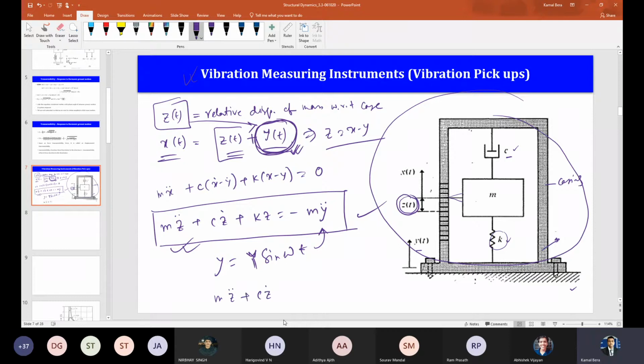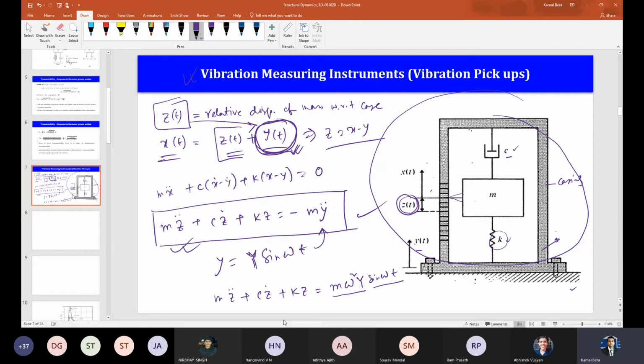m z double dot plus c z dot plus k into z. So it will be a double derivative, right? So sine will be cos, it will be again sine, but there will be a minus, so it becomes plus, and omega will become omega square. So m omega square capital Y sine omega t, right? So it is again in the same format. If not sine omega t, either sine omega t or cos omega t, it doesn't matter. Okay, it's a harmonic type.